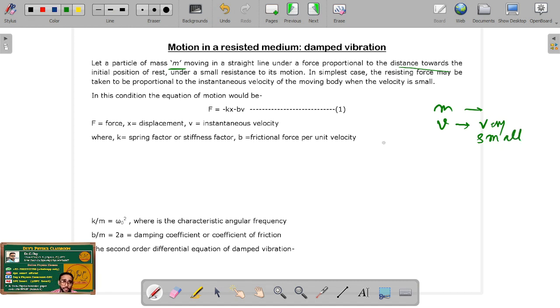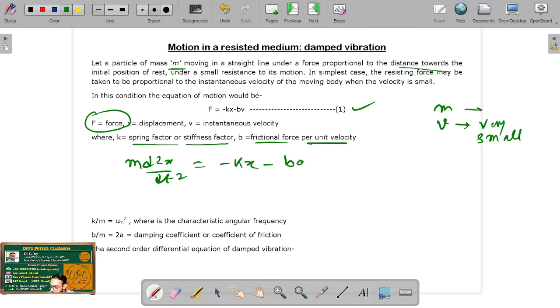So in that condition, the equation of motion of that particle would be given by equation 1, that is force F equals minus kx minus b into v, where F is the force, x is the displacement, v is the instantaneous velocity, k is the spring factor or stiffness factor, and the coefficient b is called the frictional force per unit velocity. So the differential equation 1 takes the form m d2x/dt2, that is mass into acceleration, that is force, equals minus kx minus b into dx/dt.